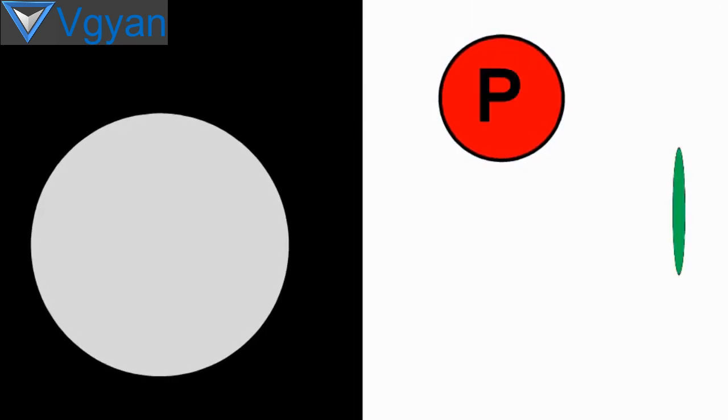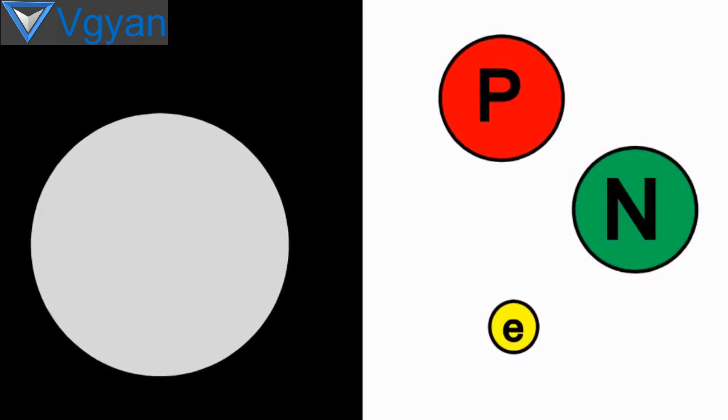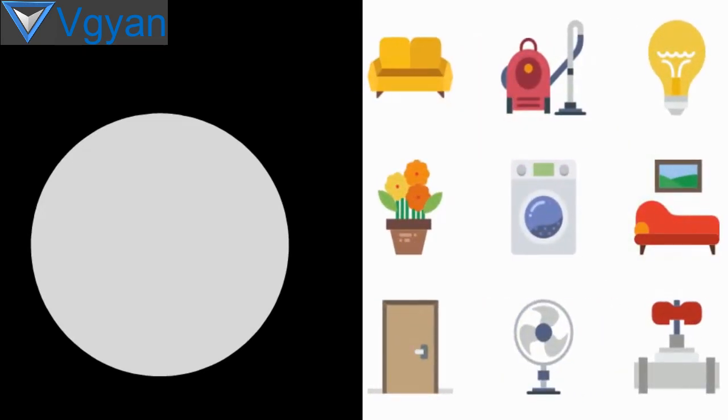I think now we understand what an atom is and how it looks like. But how big is an atom? When everything is made up of proton, neutron, and electron, why does everything appear different and behave differently? These are the questions for the upcoming videos.